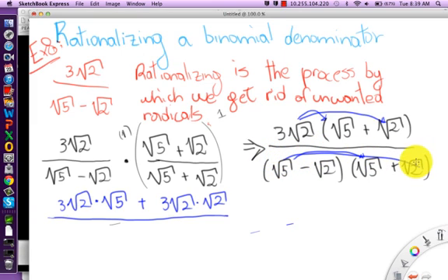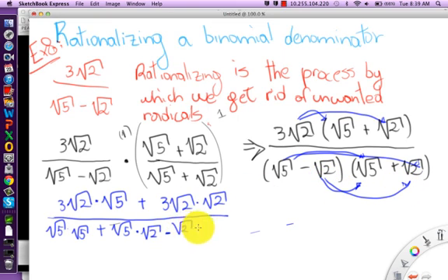And I'm going to have square root of 5 times square root of 5. Positive times a positive, it's a positive. So I'm going to have square root of 5 times square root of 2. Now I'm going to proceed and do the negative square root of 2. So now I'm going to have negative square root of 2 times positive square root of 5. And I'm going to have negative square root of 2 times negative square root of 2. So let's go ahead and work this out.